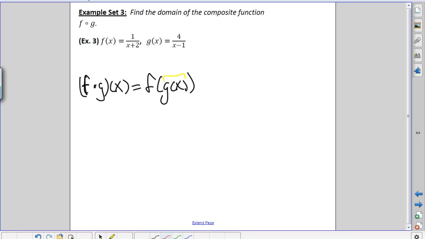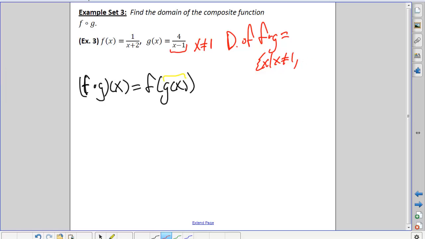So the first thing we need to decide is, are there any values that don't work in the inside function? Okay. So for g of x, x can't be positive 1, right? Because of this denominator. So that means when we talk about the domain, we already know that x can't be 1, okay? Because that's what the inside function says.